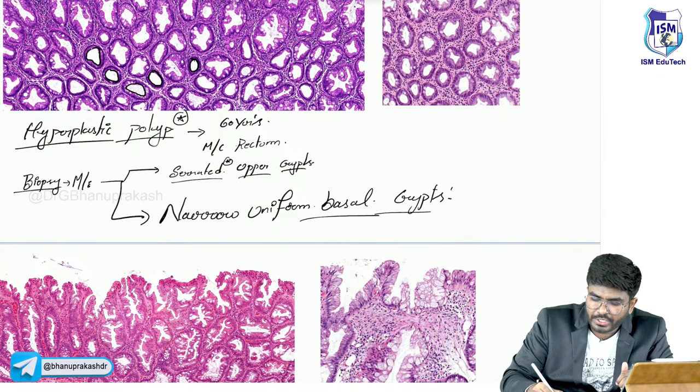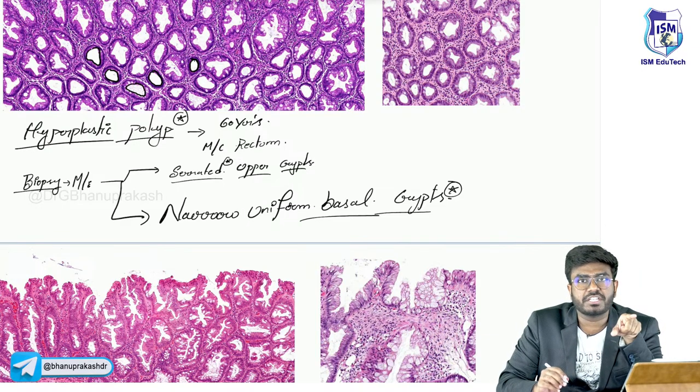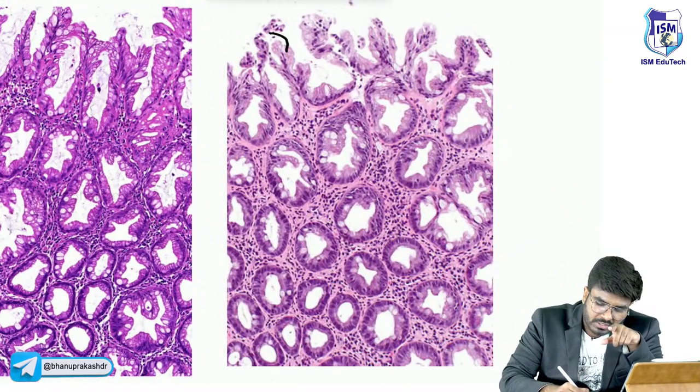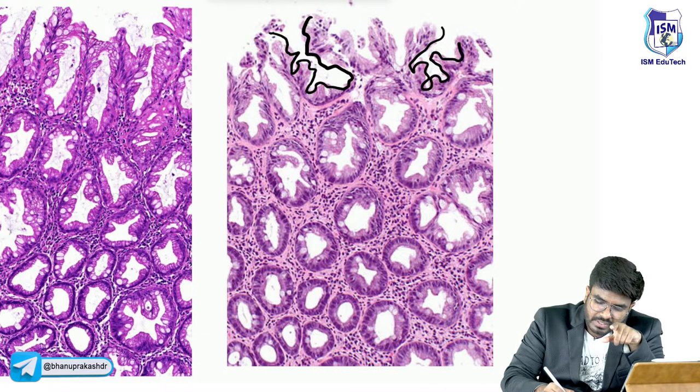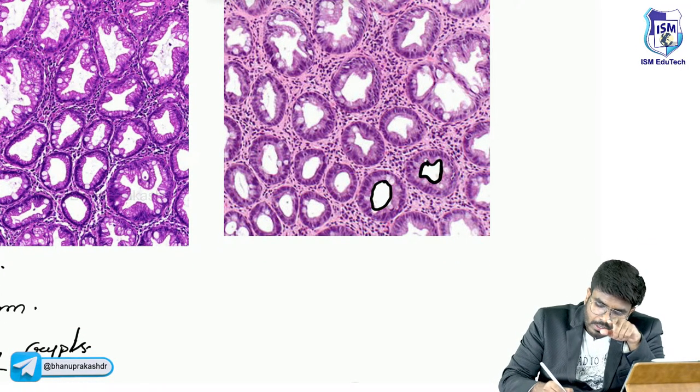So this is how you need to identify hyperplastic polyps. Hyperplastic polyps are seen around 60 years of age, and the most common site is the rectum. These are non-neoplastic polyps. They do not turn into cancer. On histology, the superficial area is going to show a serrated appearance, serrated crypts. But the basal area is going to be narrow and round. See, round basal crypts.